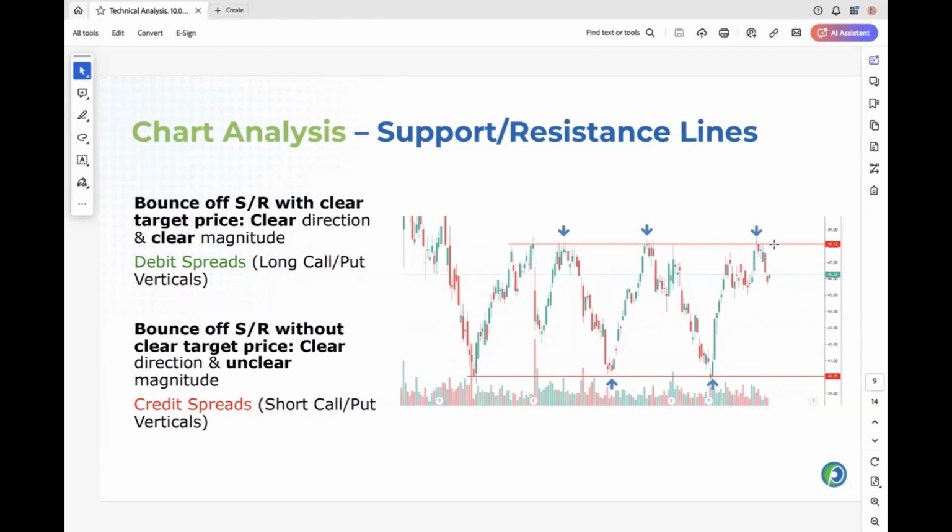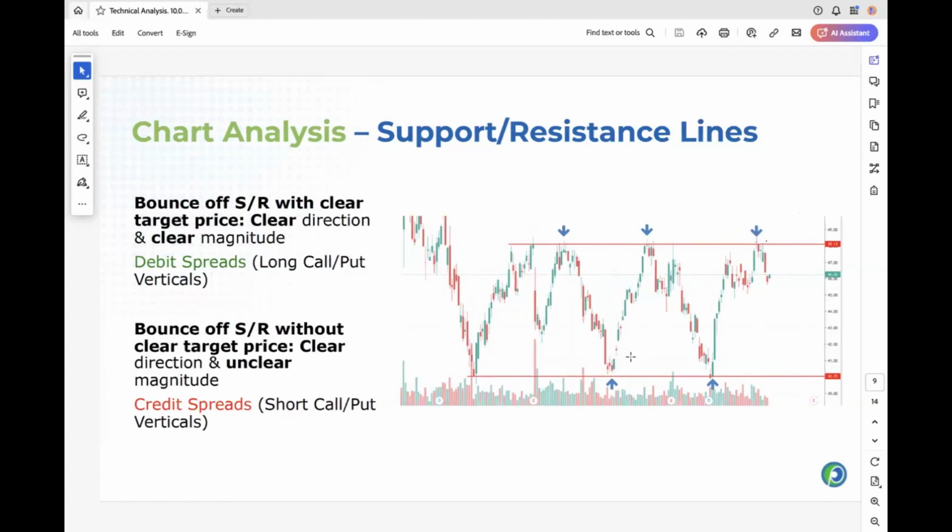But from purely a trading perspective, the way that you'd utilize clear areas of support and resistance, or supply and demand, is directional plays. We have a clear indication, just through this one piece, that there's bullish momentum to here, bearish, bullish, bearish. We've got direction and we have a stopping point, which means if we have a clear sense of direction and a target price, clear magnitude, that's where we could do a debit spread.